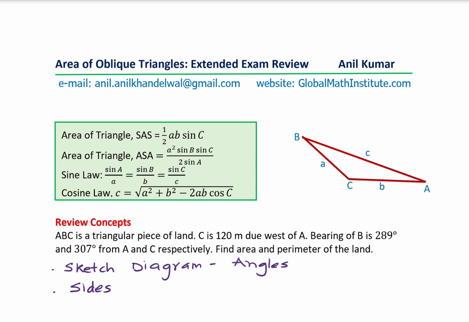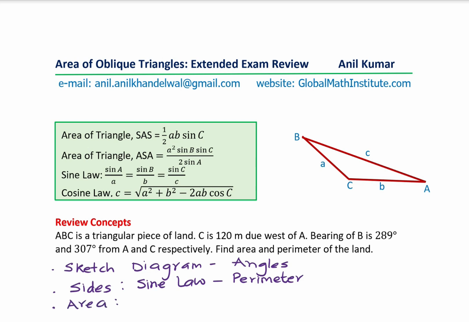Once you find the sides, that will be using sine law. Since we have a combination here, once you find the angles, we can have one combination of opposite angles, and that will give us the perimeter. And then we'll go in for the area.